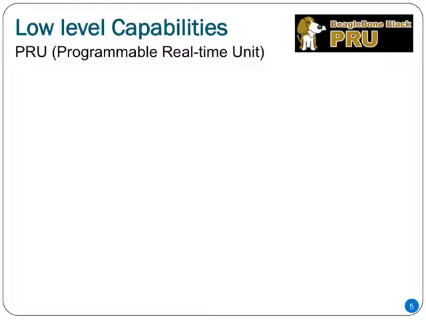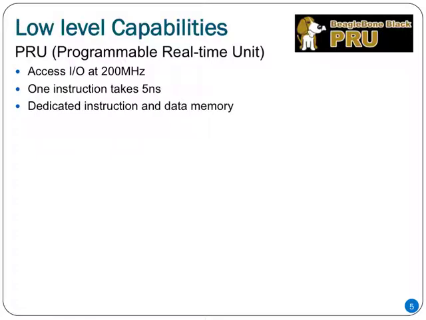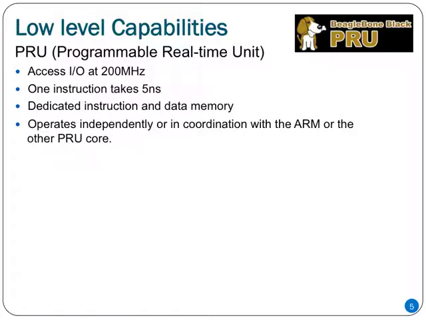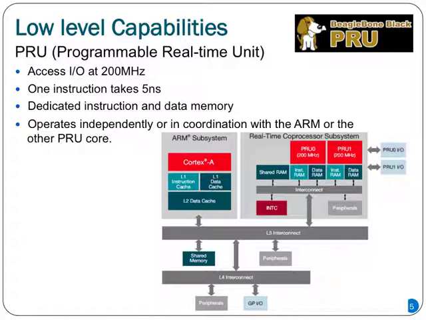Also, it has a very nice low-level thing called PRU. Fatima already talked about that a little bit. PRU is the programmable real-time unit. This PRU has the capability of accessing the I/O at 200 megahertz, which means that one instruction will take only 5 nanoseconds to execute. It has dedicated instruction and data memory, and it runs in parallel. It's like a co-processor, as Fatima said.